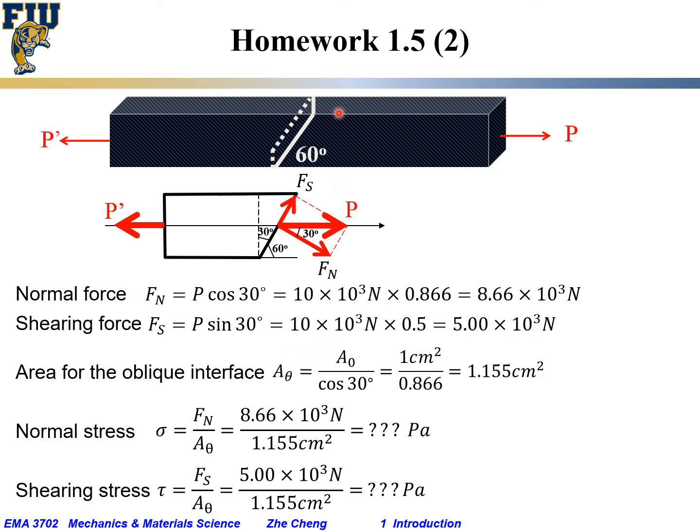And then the total area for this flat oblique interface, A theta, would be A0, the normal cross-section area, divided by cosine 30, because this angle would be 30. A0 divided by cosine 30, or 1 centimeter square divided by cosine 30, we know it's 0.866. And then the area would be 1.155 centimeter square.